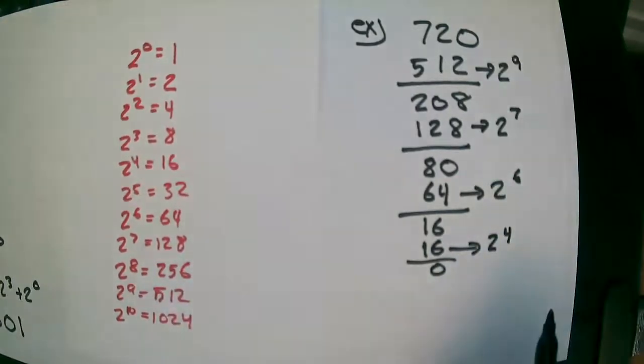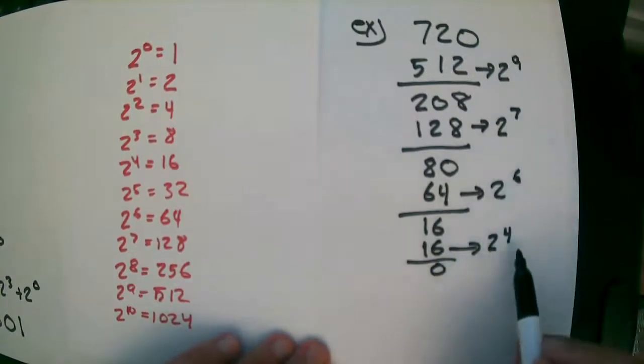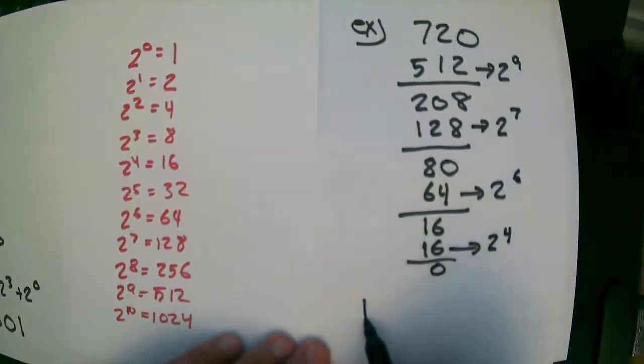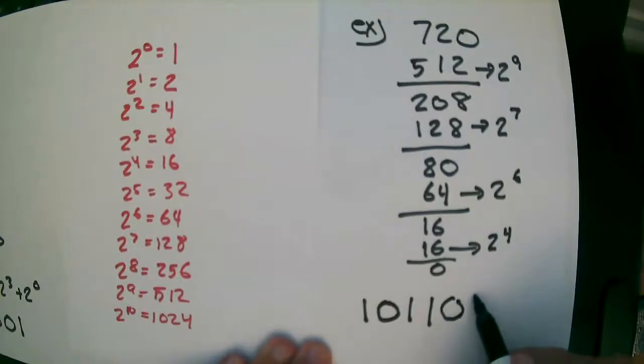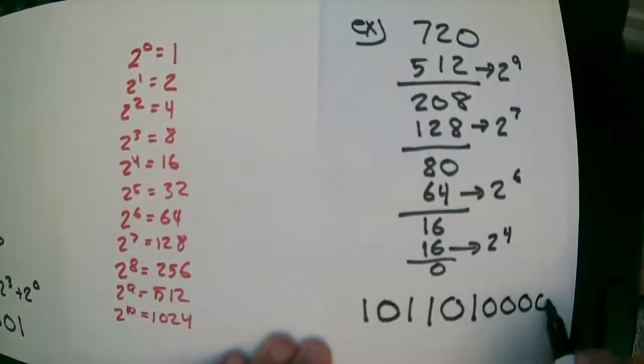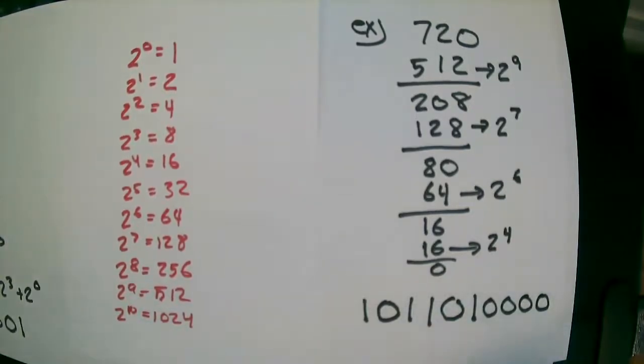And when I want to express this in binary, it's 2 to the 9th plus 2 to the 7th plus 2 to the 6th plus 2 to the 4th. So I just go 9, no 2 to the 8th, so we'll put a 0. There's a 7, there's a 6, no 5. And then there's a 4, and then 3, 2, 1, 0, all zeros, because there are no 2 to the 3rd, 2nd, 1st, and 0th powers in there. So this is the binary representation of the number 720.